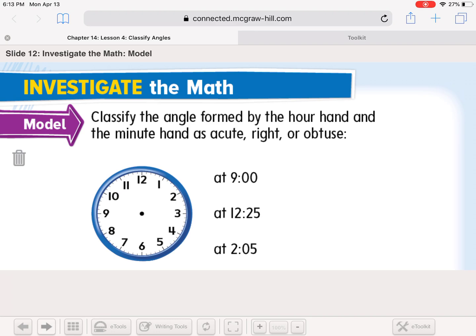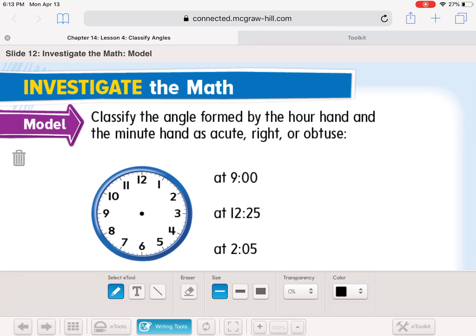All right, let's keep on investigating. So here's a model. It says right here, classify the angle formed by the hour hand and the minute hand as acute, right, or obtuse. First off, let's start with 9 o'clock. I'm going to start with my hour hand, which is the small hand. I'm going to start with my endpoint and have it point out to 9 o'clock. And then I have my minute hand that stretches out to the 12. And now we have 9 o'clock.